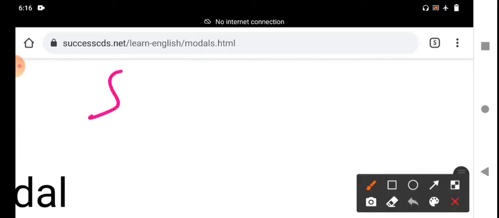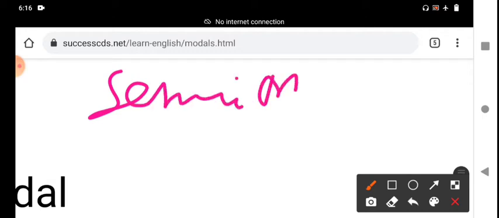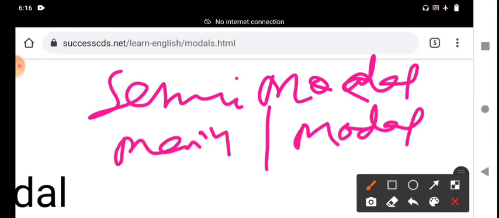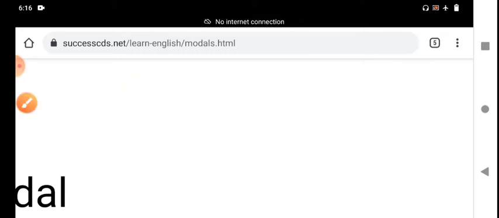Likewise, semi-modal verbs mean they function as a main verb and as a modal verb. That is the difference between the semi-modals and pure modals, my dear students. Semi-modal verbs we are discussing now.